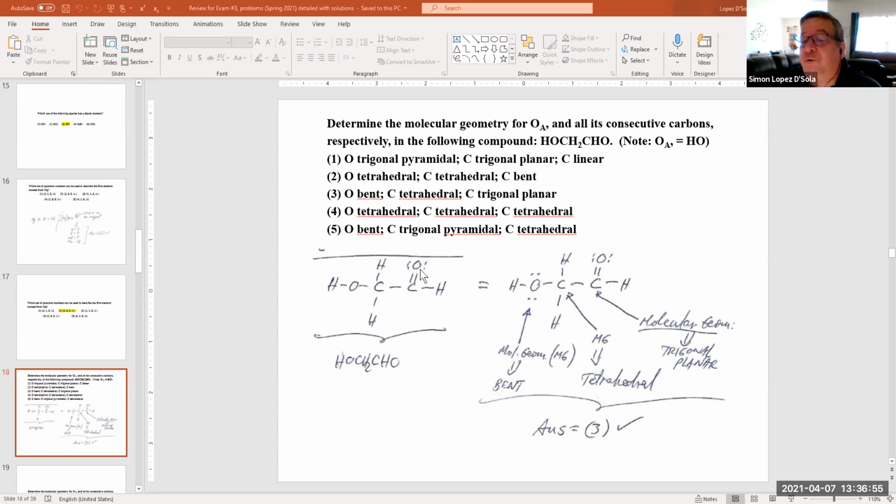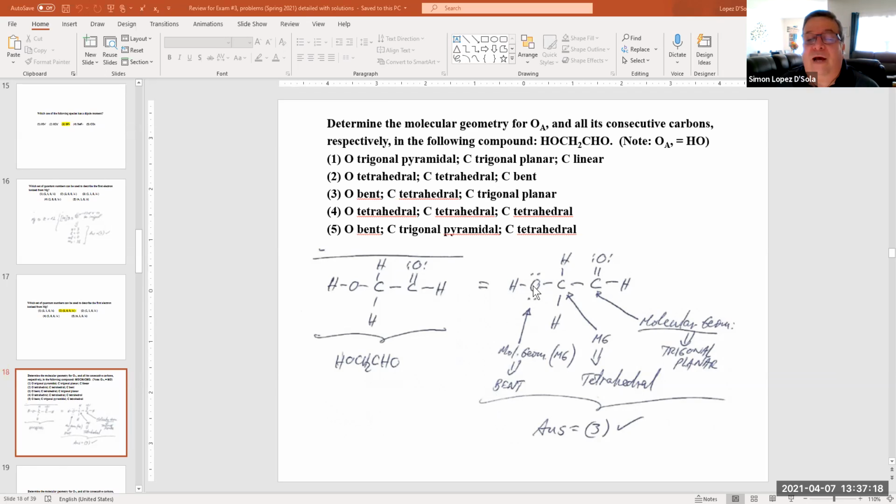And because it's only asking for the geometry, let's analyze the geometry based on the type of formula for each of the central atoms. The first on the left is oxygen, and that oxygen, as you can see, has one group on the right, one group on the left, and two lone pairs. So the form of that is AX2E2.